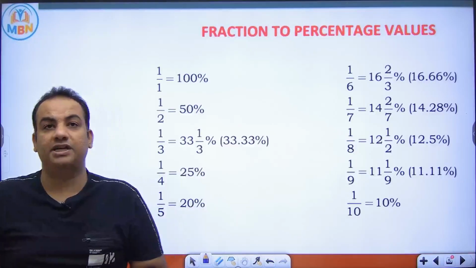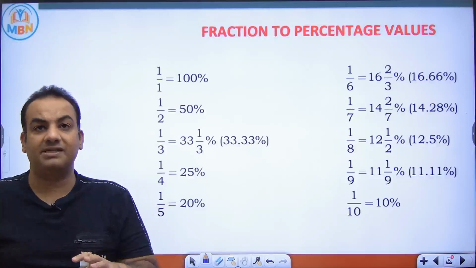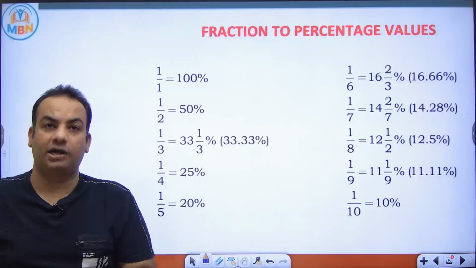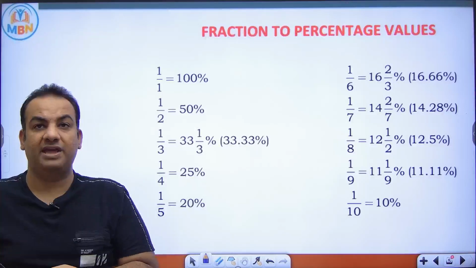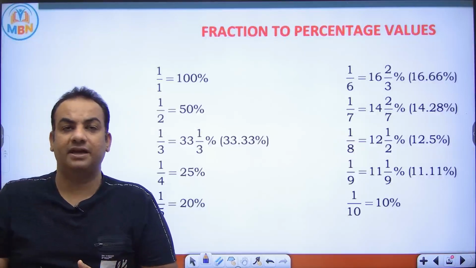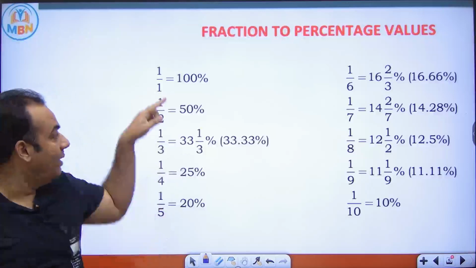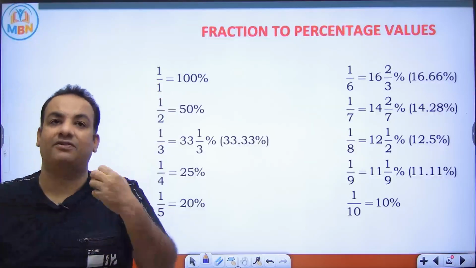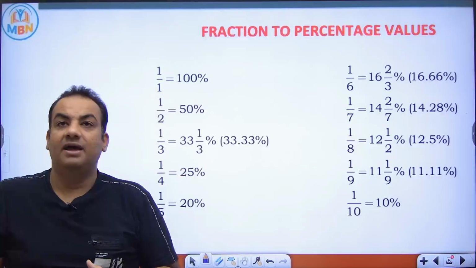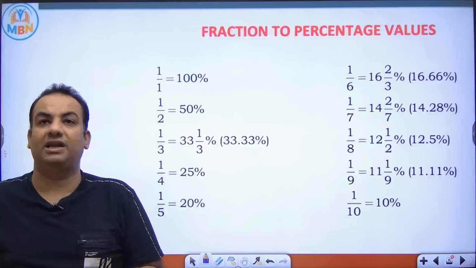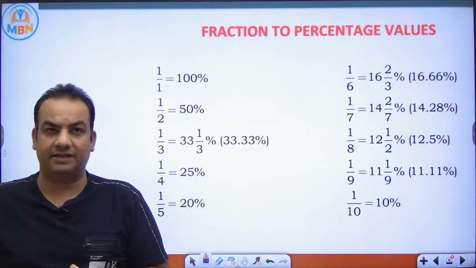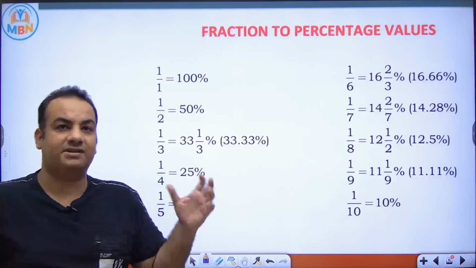Now, fraction to percentage values are very, very important. You have covered this in pre, but still I am telling you this because this plays a very, very important role while solving questions. So you should be very comfortable from 1 by 1 to 1 by 20. 1 by 1 is 100%. 1 by 2 is half of 100, that is 50%. 1 by 4 is half of 50, that is 25%. 1 by 8 is half of 25, that is 12.5%. And 1 by 16 is half of 12.5%, that is 6 1 by 4%. This you have already covered, but still I am showing you all the values.